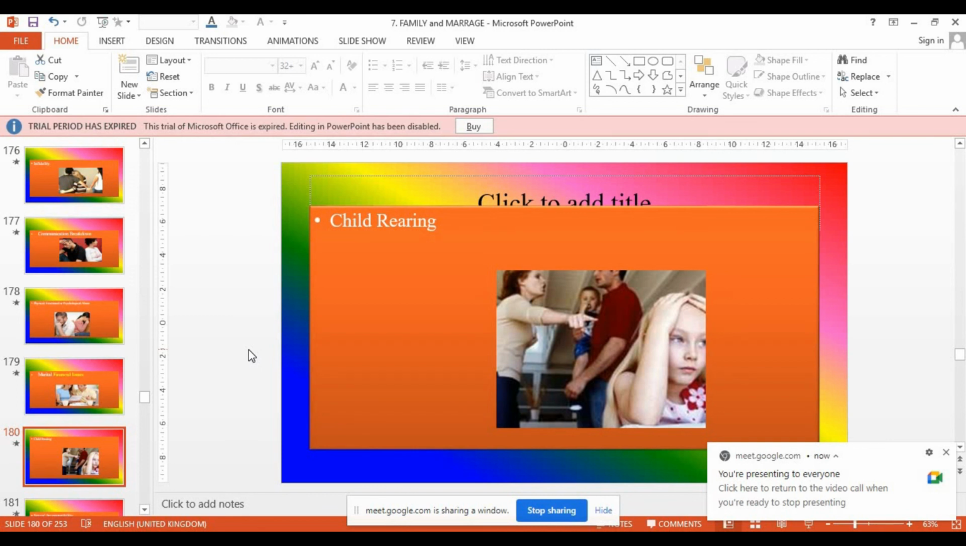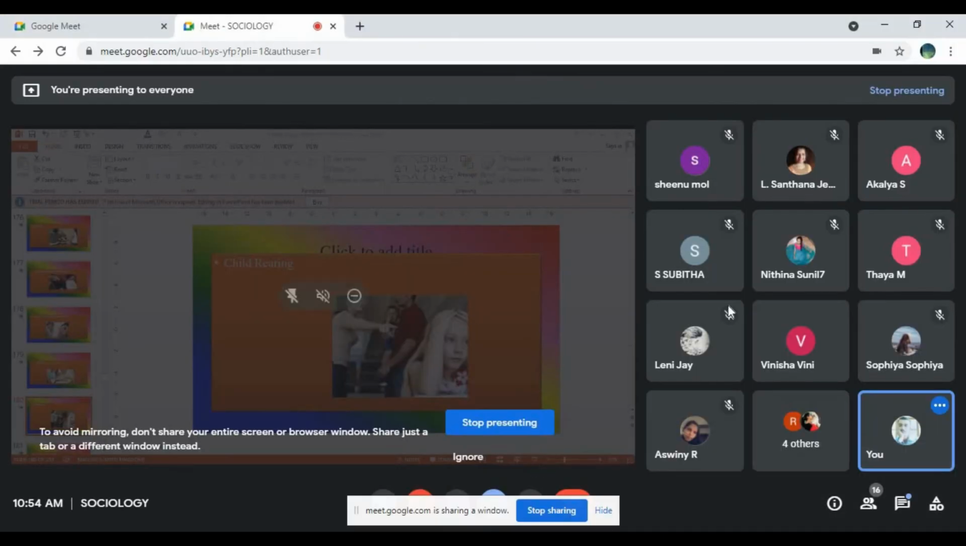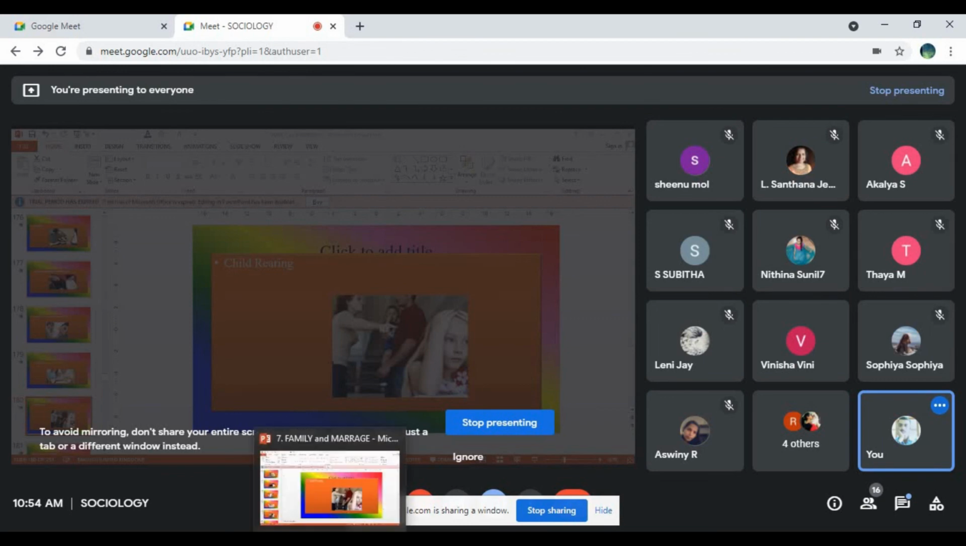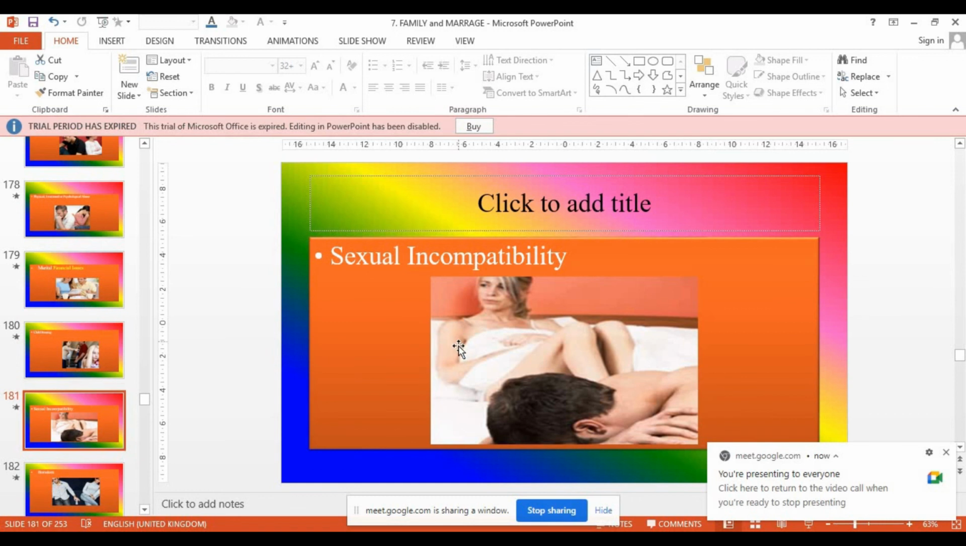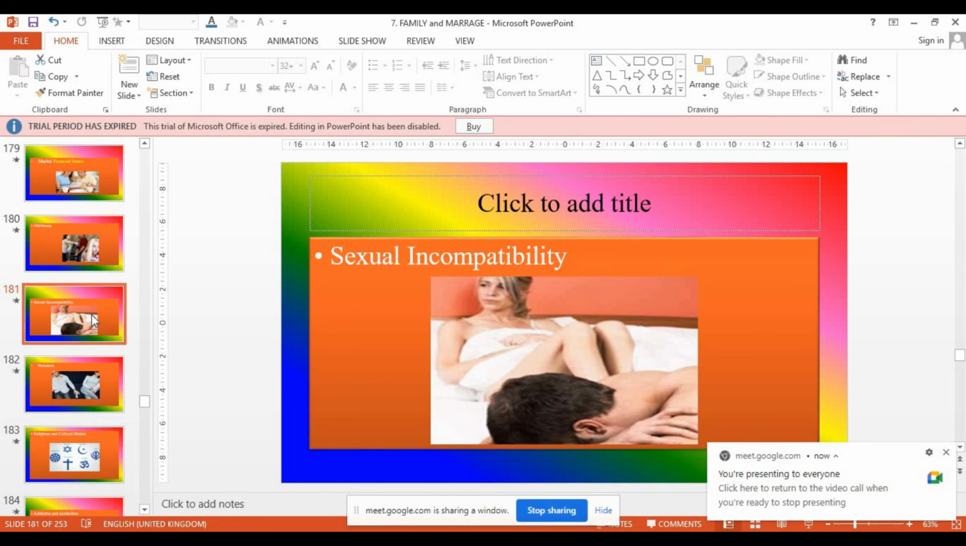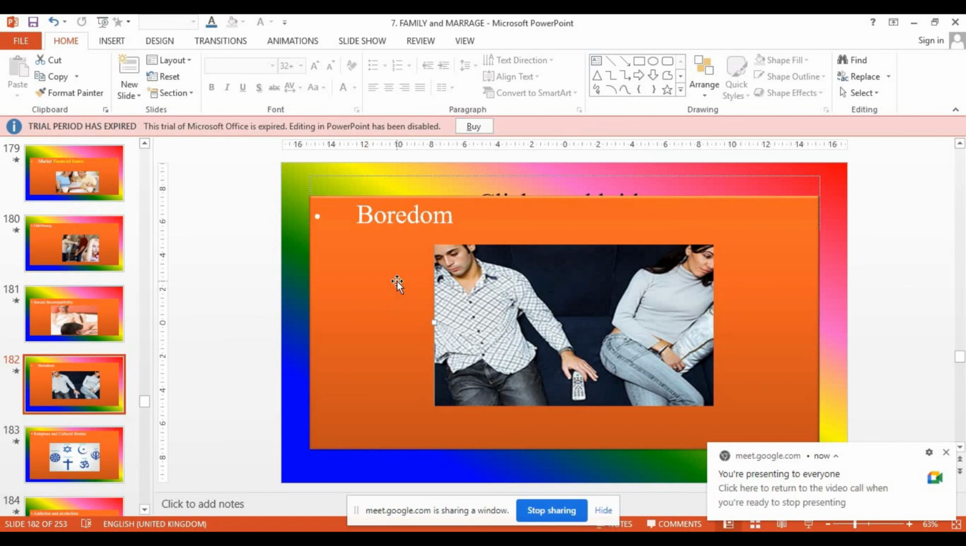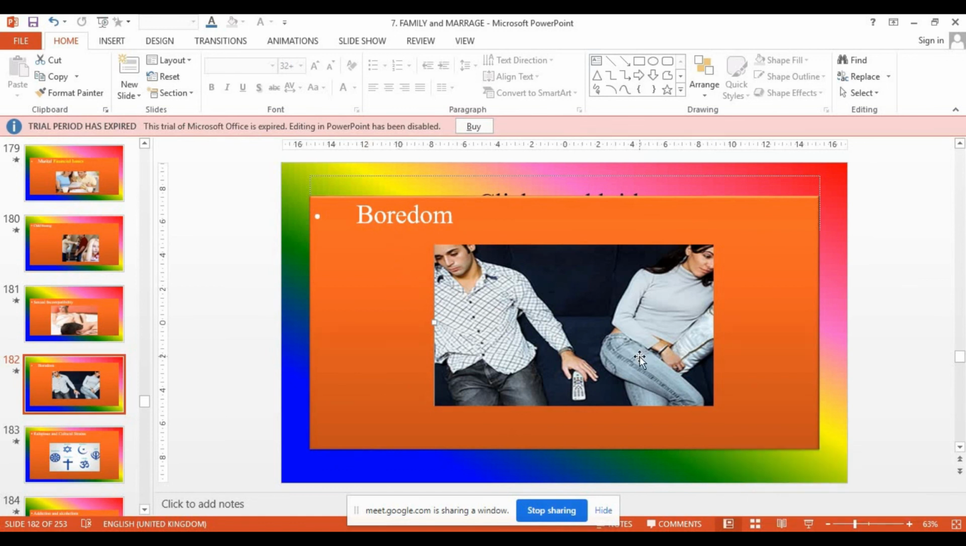Then child rearing. Can you see that child rearing? Link open. Anybody any questions? Yes. Conflict between husband and wife, which directly affects the children. Then sexual incompatibility due to various reasons, already we have discussed. Physical, mental and psychological issues, physical issues mainly. Then boredom. Boredom means stress and depression.